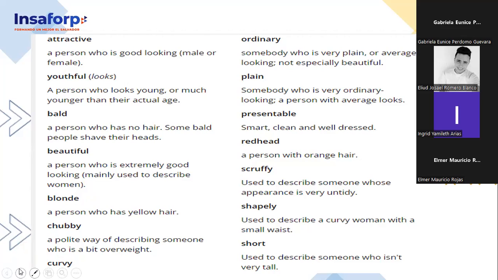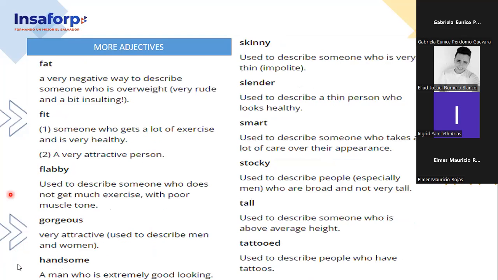So let's move on. Now we have more adjectives here, and I will need Ingrid Jamilet to help in this one. So let's go ahead.